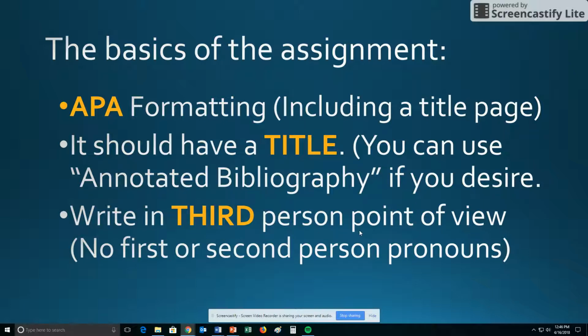So that's the basics of this assignment, and there will be more videos and help as far as getting it done. But that's the basics of the annotated bibliography, and all right, go have fun doing it. Yay, exciting.